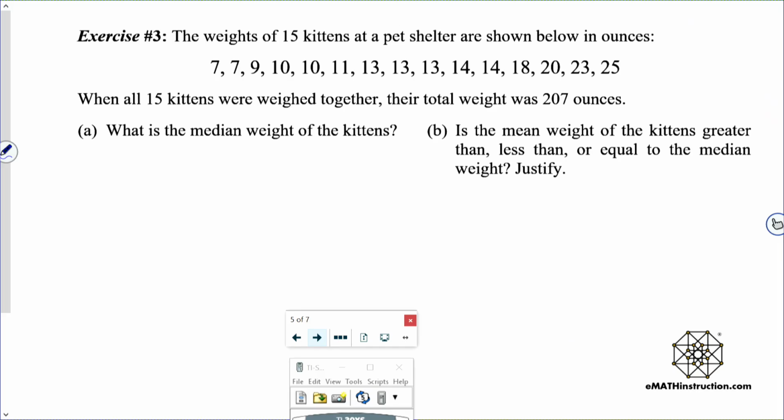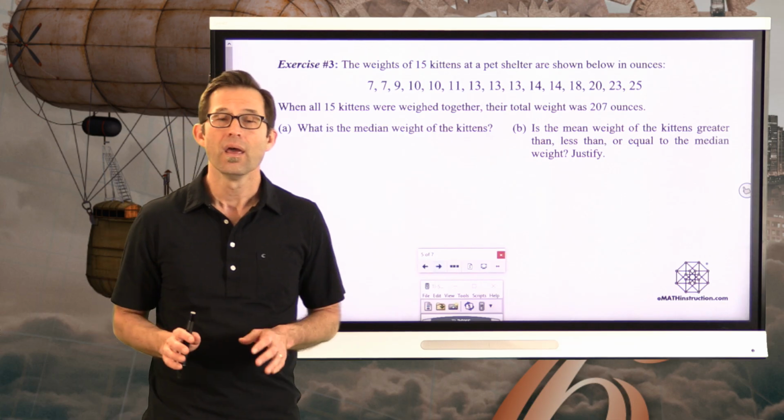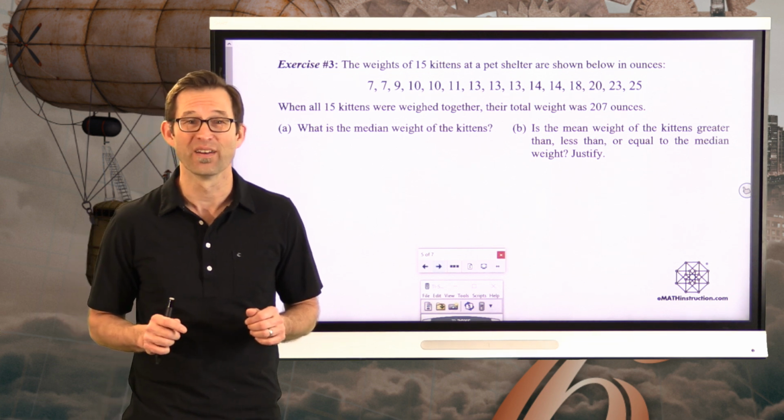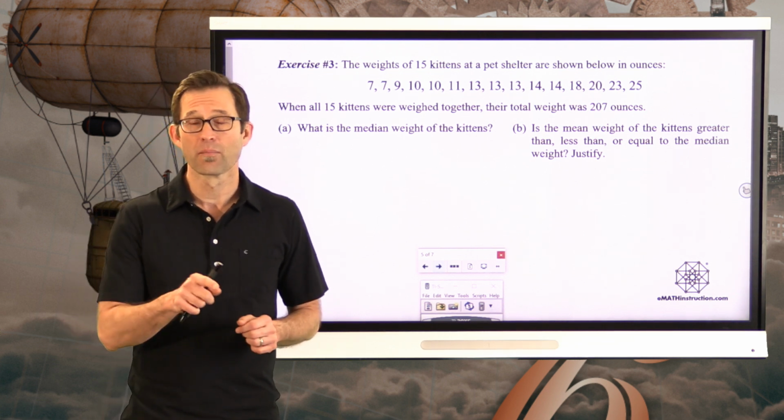The weights of 15 kittens at a pet shelter are shown below in ounces. When all 15 kittens were weighed together, their total weight was 207 ounces. Letter A, what is the median weight of the kittens? All right, now you are going to find a ton of medians in this unit. And the median, remember, is that number that's right in the middle.